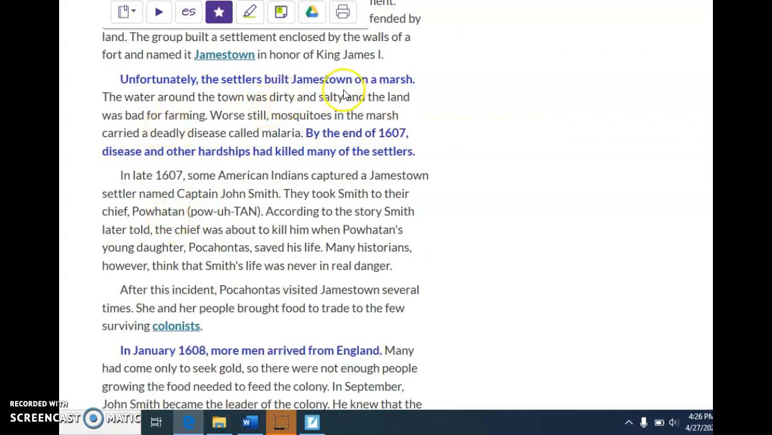Unfortunately, the settlers built Jamestown on a marsh. The water around the town was dirty and salty, and the land was bad for farming. Worse still, mosquitoes in the marsh carried a deadly disease called malaria. By the end of 1607, disease and other hardships had killed many of the settlers.